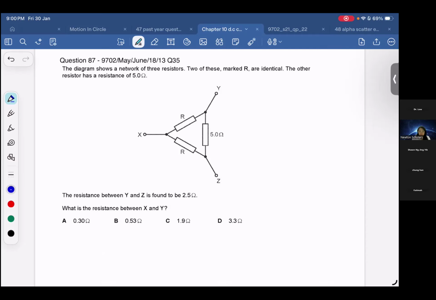Chonghan, you already get the answer, is it? This is your answer? 87? Or is this the previous answer? Still doing, okay, okay.